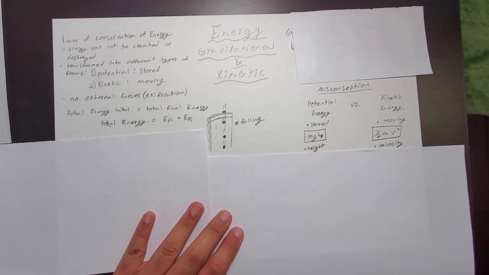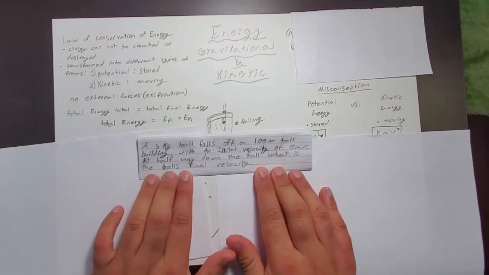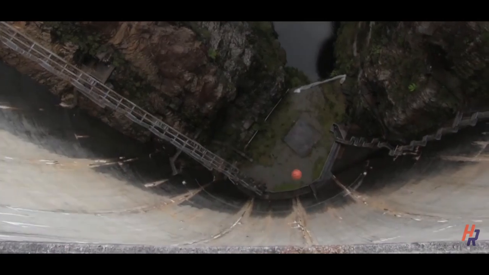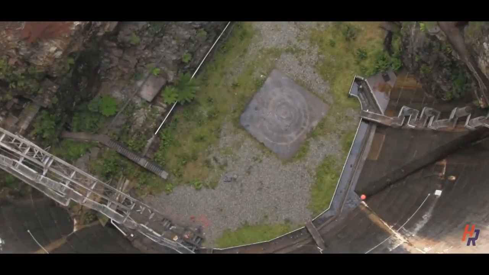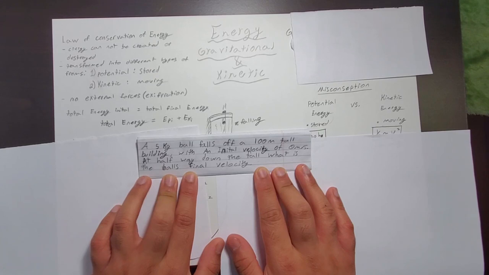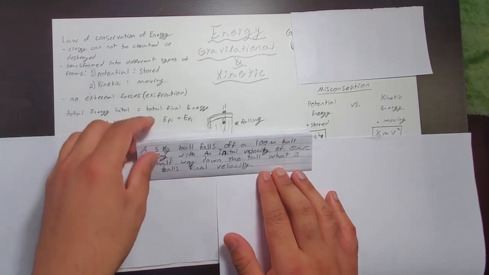Okay, so now let's jump into the question. The question is that a ball that weighs 5 kg falls off of a 100-meter tall building with an initial velocity of 0 meters per second, so it is at rest. At the halfway down point, what is the ball's final velocity?